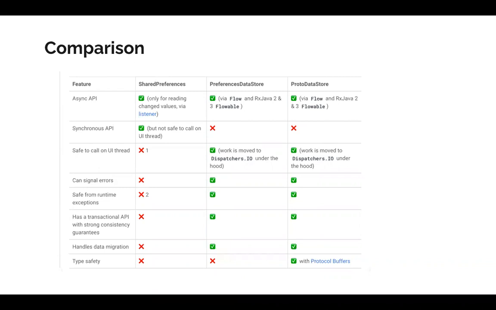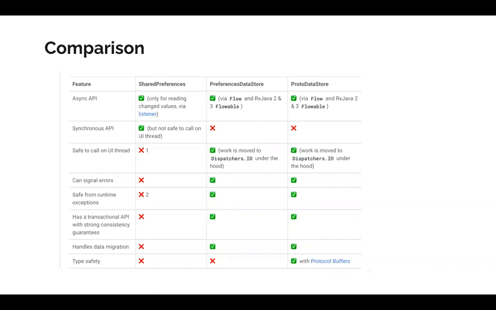But now with DataStore, you can catch those errors, and the app won't crash, because you can handle the exceptions gracefully. Then the other thing is SharedPreferences does not have a transactional API, but we have that with the DataStore. Every update to the data is considered as a unit. So it either passes or fails, which ensures we have consistency in the data stored.